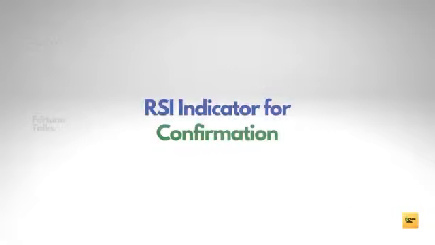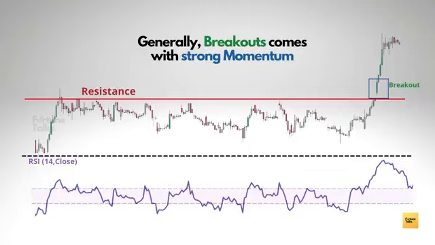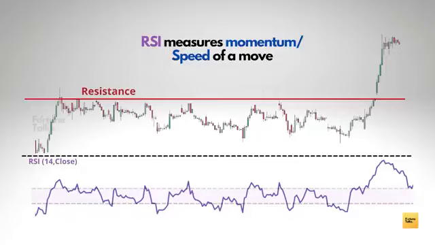Now we will look at a faster way to get a breakout confirmation using an indicator, which will give us an immediate yes or no confirmation as to whether we can rely on this breakout or not. So we have to add the RSI indicator, or the Relative Strength Index indicator, in our chart. When we are looking for a breakout, we are expecting the breakout to come with a degree of momentum, and we will use the RSI indicator to find that momentum.